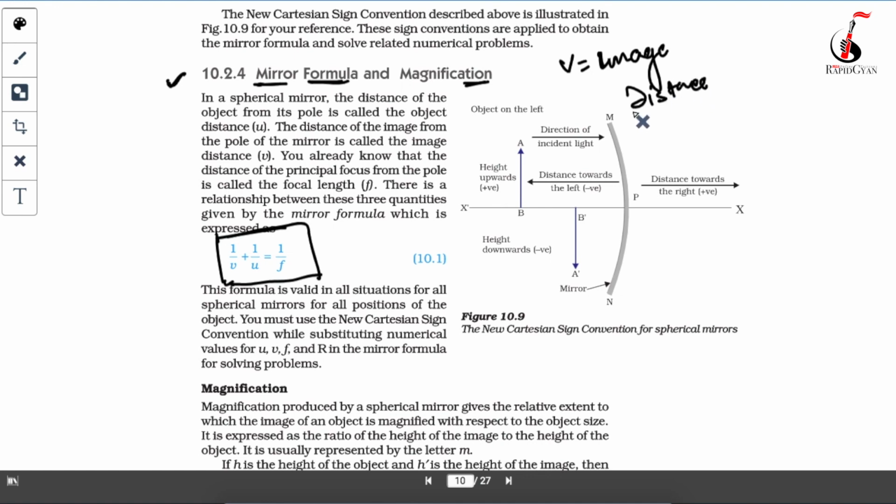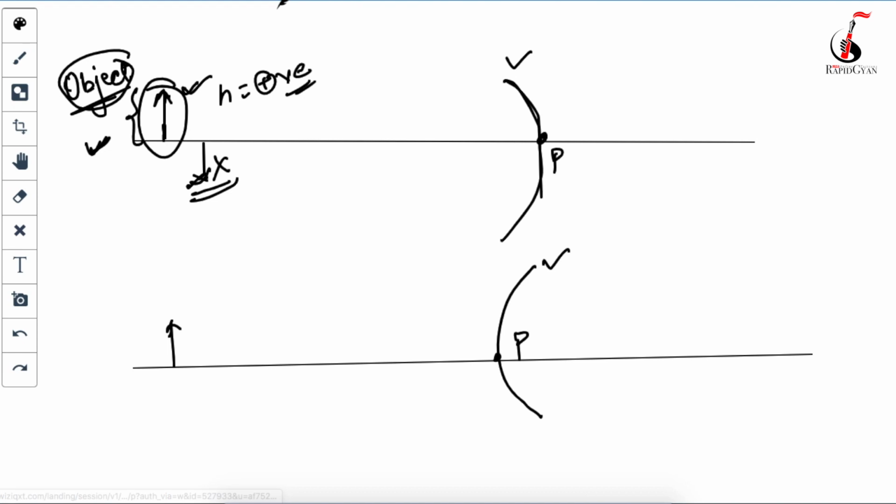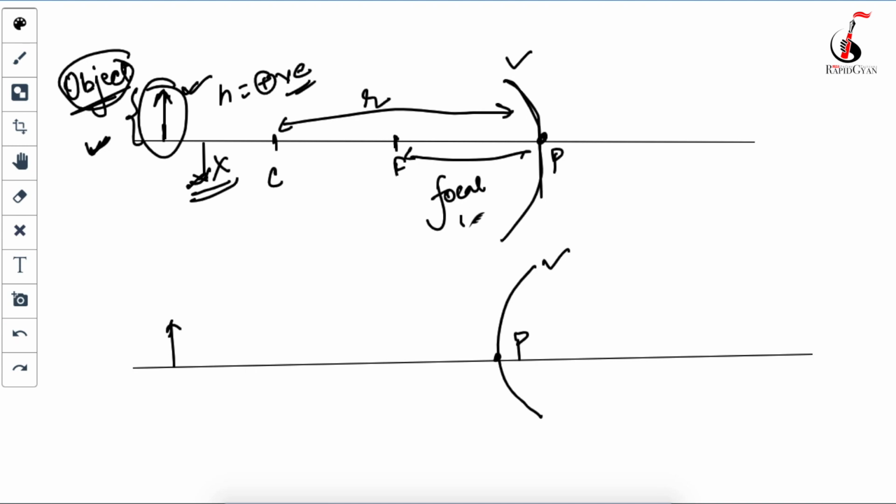And what is u? u is your object distance. And what is f? Can someone tell me what f is? If you remember my previous videos, there is one more point f, and this is C. I have told you, this C is your radius of curvature, and this f is called the focal length.